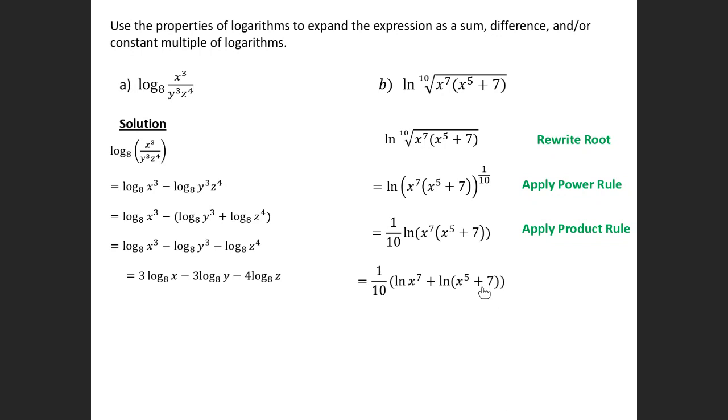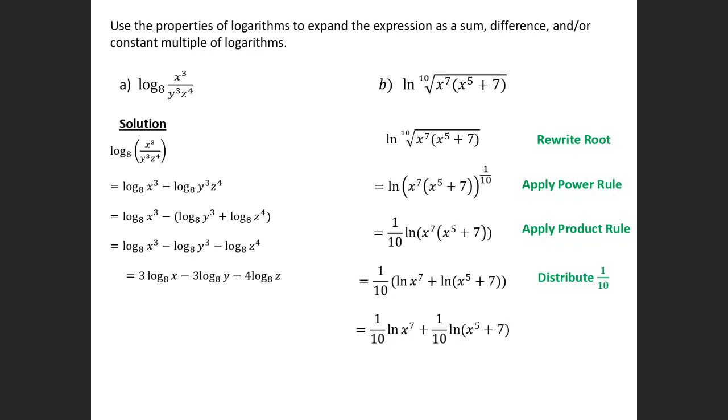So now in here, we have to be careful. We cannot separate these. These are together. So the only thing left for us to do is to distribute that 1/10. So 1/10 times natural log x to the 7th, and then 1/10 times natural log of x to the 5th plus 7. So this was going to be your answer here.